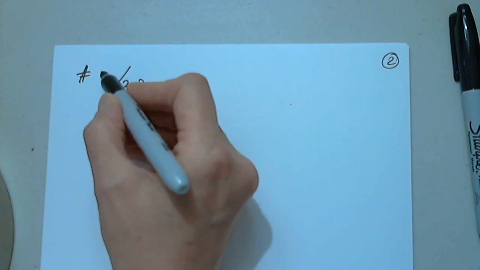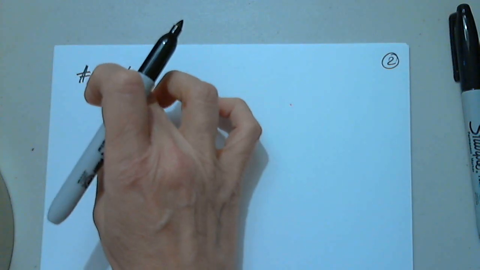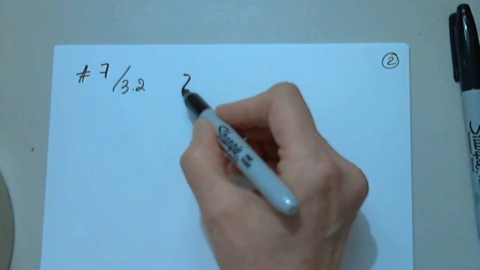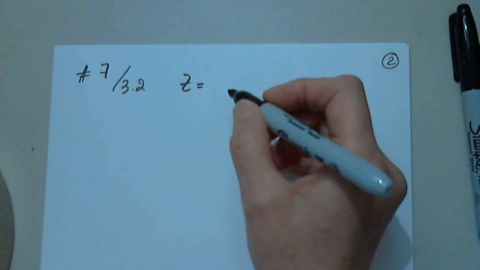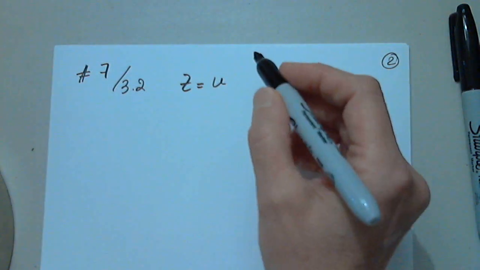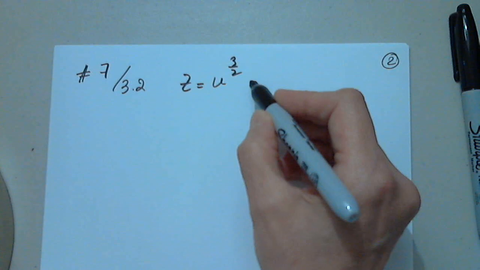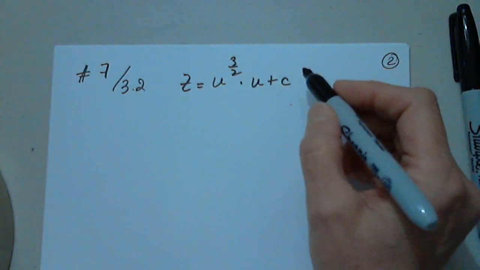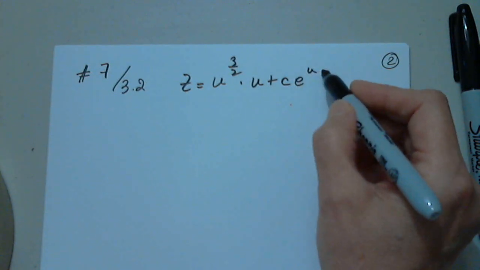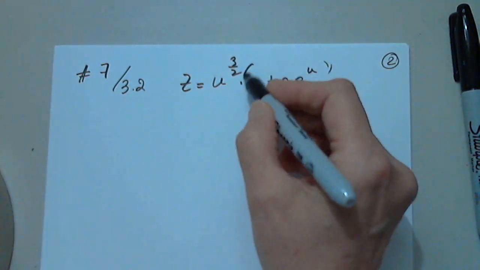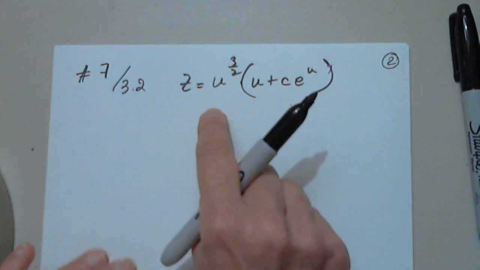The question was, you have, can you give us the number? Number 7. Good, awesome. 7. So Z equals U to the power of 3 over 2 multiplied by U plus C and then e to the power of U, like this, with parentheses here. Yes. So let me redictate. It says to.